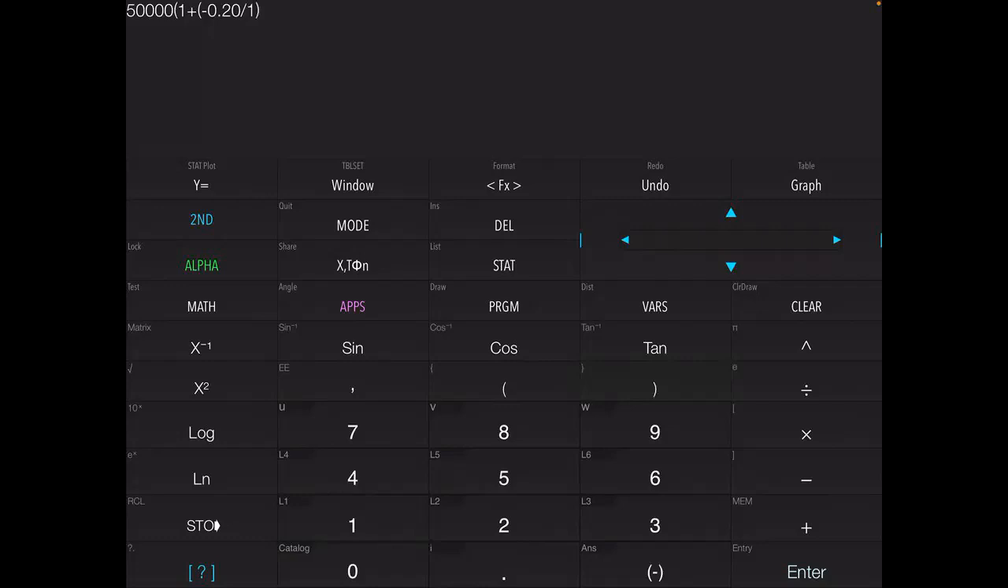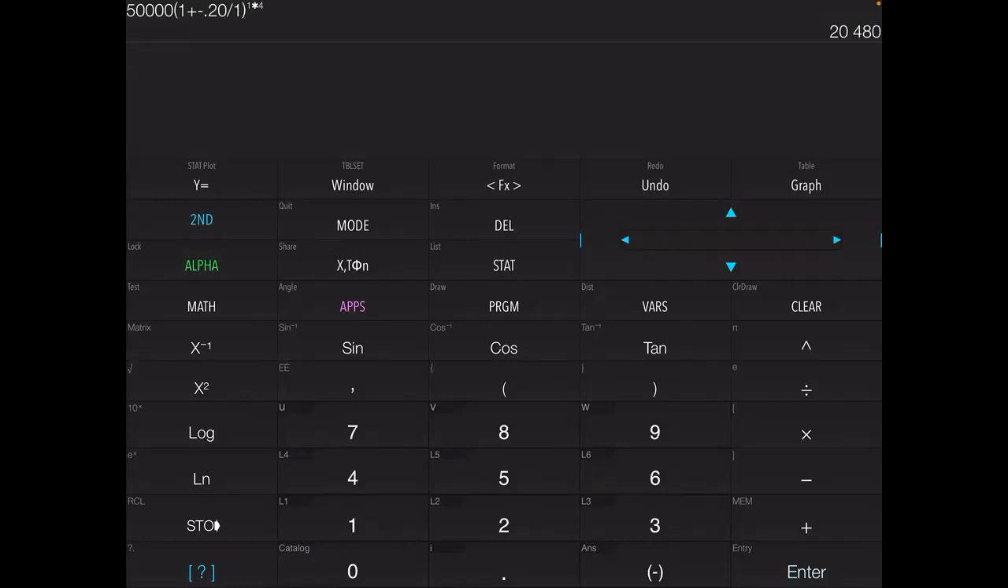Actually, we don't really need that extra parenthesis. I don't think the calculator is smart enough to determine what is negative, so we can just do 50,000, left parentheses, 1 plus negative 0.20 divided by m, which in our case is just 1. Close that with the right parentheses, and then raise this to 1 times 4, m times t, to give us a worth of $20,480 after only 4 years.